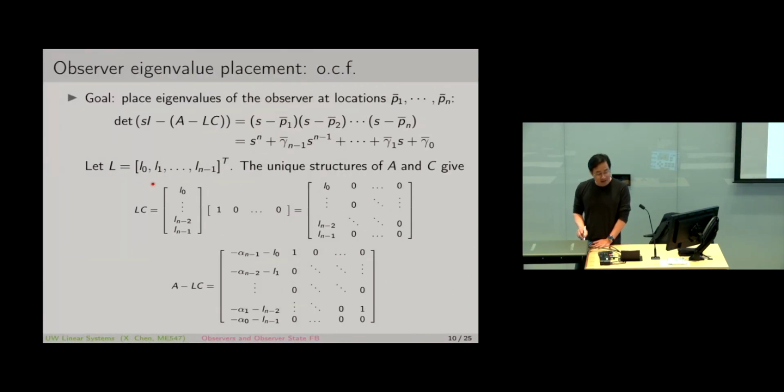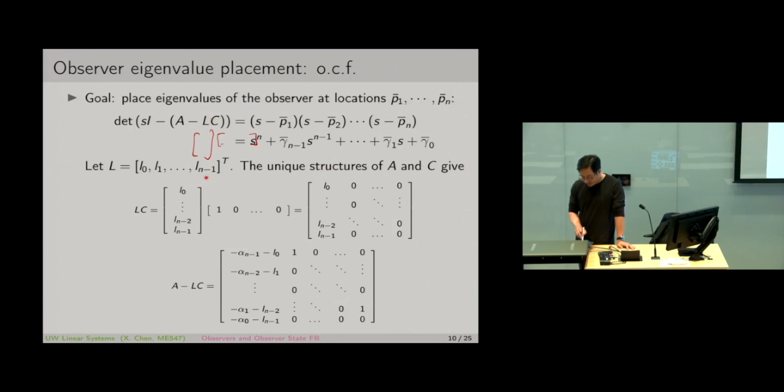Let's say L is a vector, L0, L1, all the way to Ln minus 1. It is a column vector, a tall, skinny matrix, because C is a wide matrix. For this A minus LC dimension to work, L must be a tall matrix like this, and then you multiply a wide matrix like this.